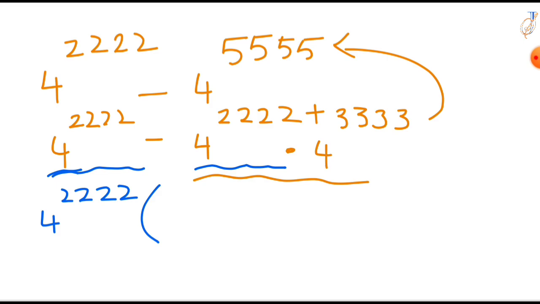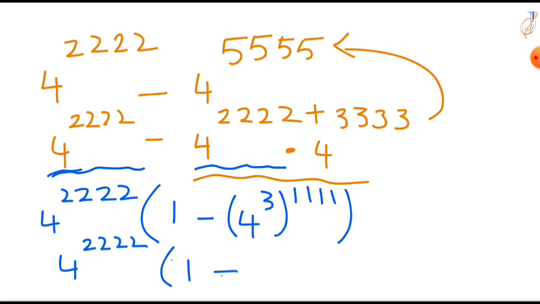Then you are left with 1 minus 4 raised to the power of 3333. You can write it as 4 raised to the power of 3, raised to the power of 1111. 4 raised to the power of 3, the value is 64. So 64 raised to the power of 1111, and this 1 also you can write with power 1111. So we get 4 raised to the power of 2222 times 1 raised to the power of 1111 minus 64 raised to the power of 1111.